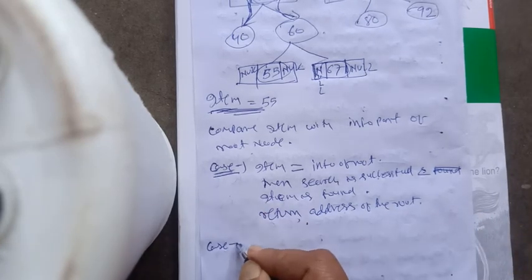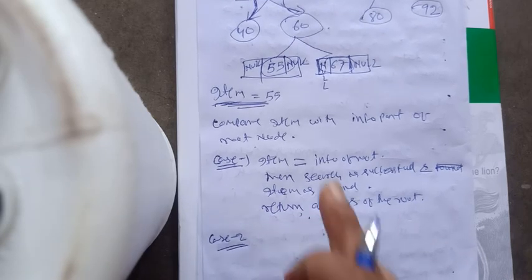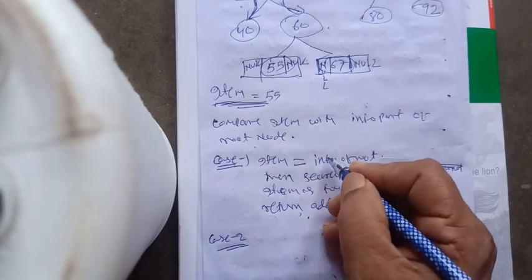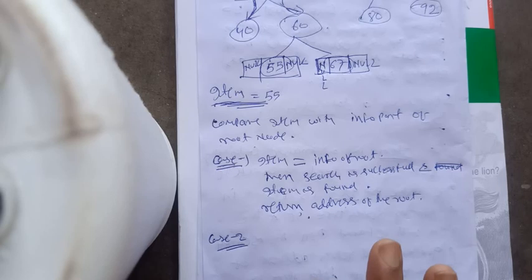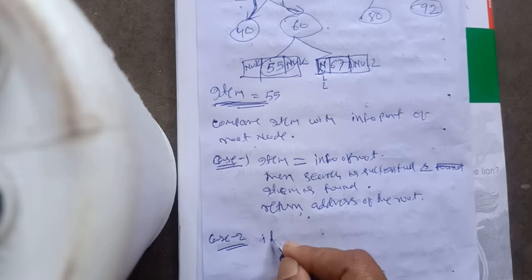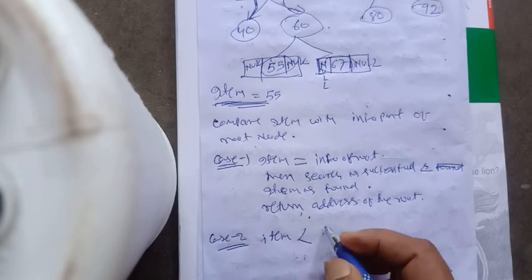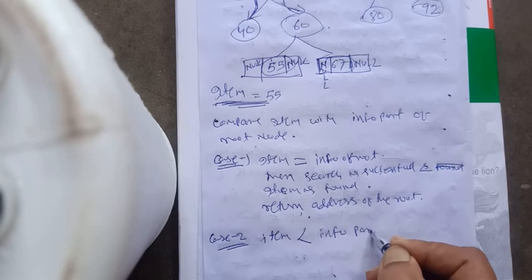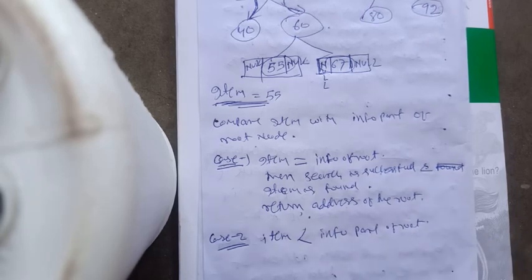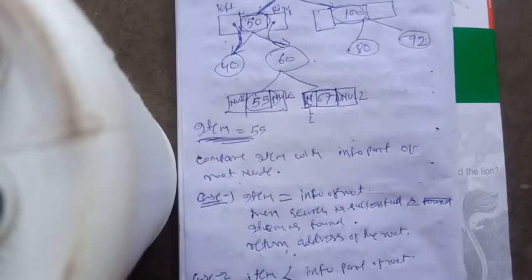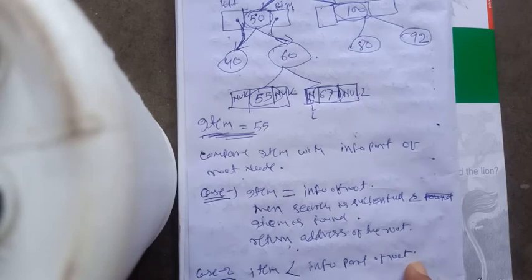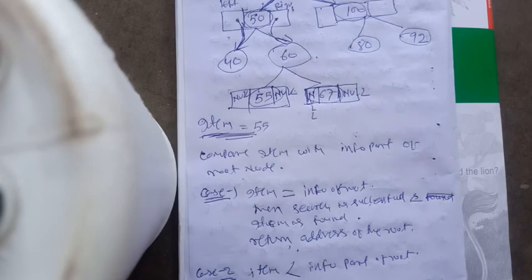Case 2 suggests that the item is not equal to the info of the root node. Rather, it is less than. It could be less than the root node or it could be greater. Now case 2 says the item is less than the info part of root. In that case, whenever the item is less, our search operation shall be conducted in the left subtree of the entire tree.